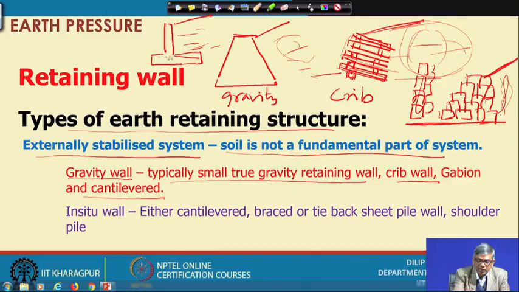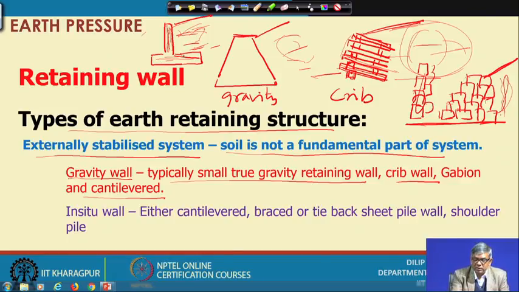So, the cantilever means this portion is cantilever. So, pressure will be there. Because of that you have to put enough reinforcement, otherwise the thin concrete section will fail. So, this is almost like a structural part, and this side soil will be retained, and based on the soil you have to calculate the pressure, and based on this pressure you have to provide the reinforcement here. So, this is typically known as cantilever retaining wall.